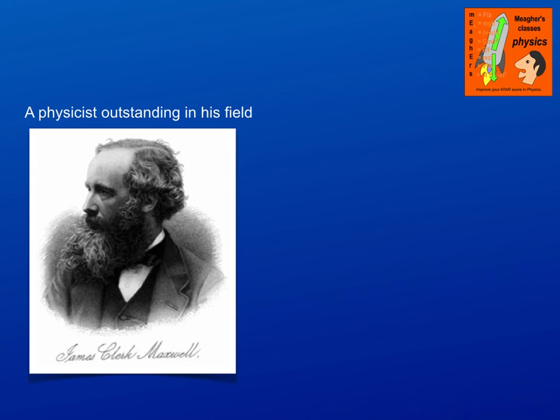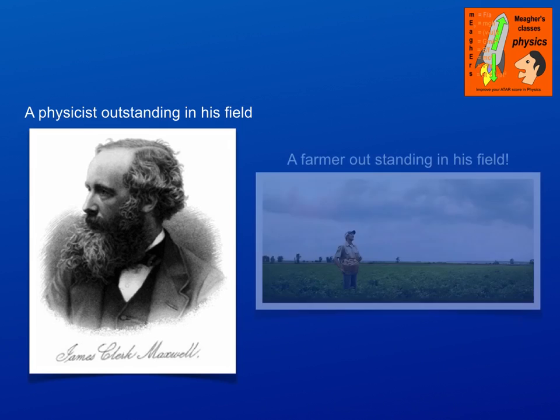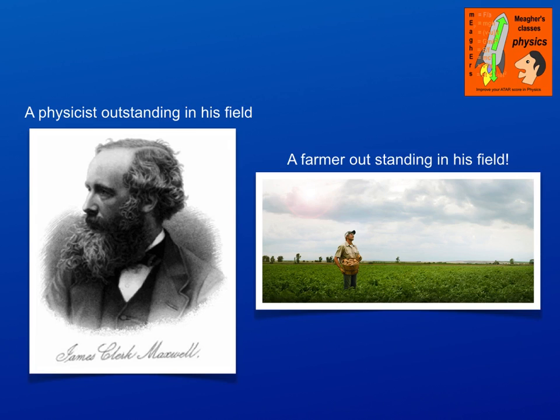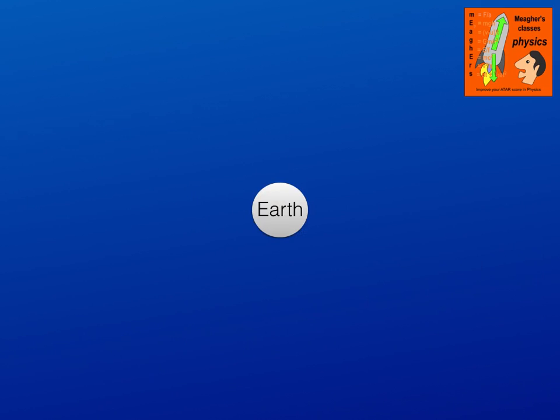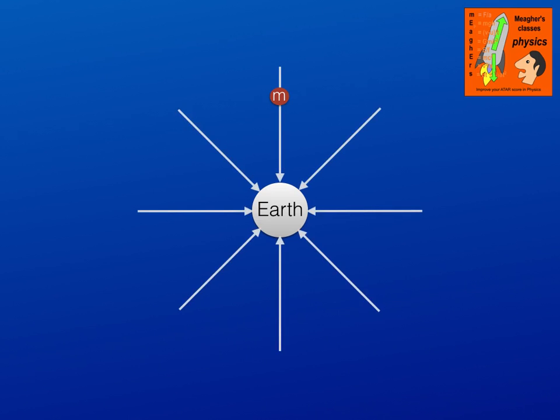So anyway, the work he did is very different to, say, a farmer outstanding in his field, but by the same token, that farmer outstanding in his field is actually outstanding in the Earth's gravitational field. And if you recall an earlier video, we said that if you consider the Earth to be in space and it's curving the space-time around it and creating a gravitational field, if you place a mass within that gravitational field, it will experience a force toward the Earth.